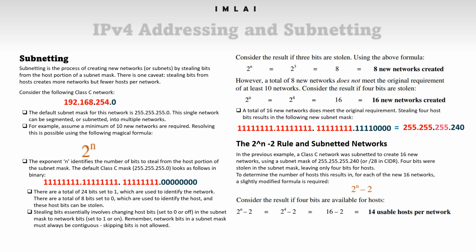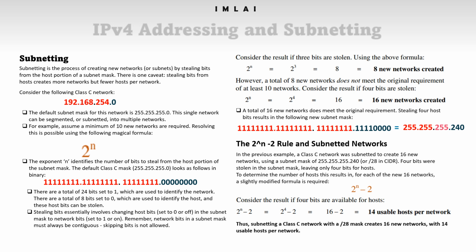But before we conclude this calculation, why is the 2 power n minus 2 rule used? Why is the formula for calculating usable hosts 2 power n minus 2? Why not just 2 power n plus 2 or something? Because it is never possible to assign a host an address with all zeros or all one bits in the host portion of the address.